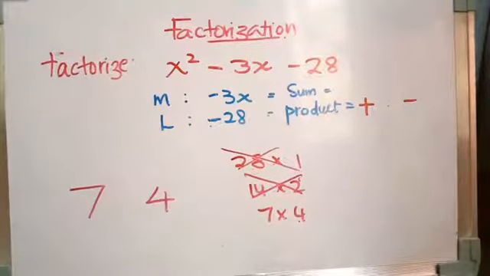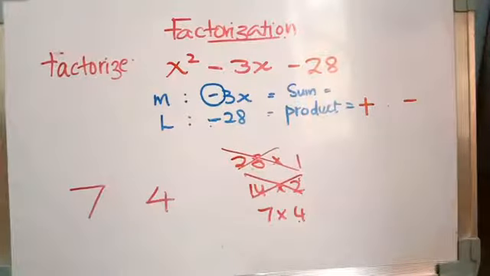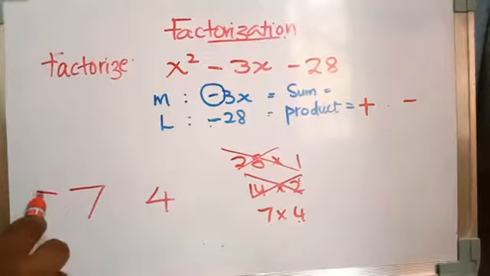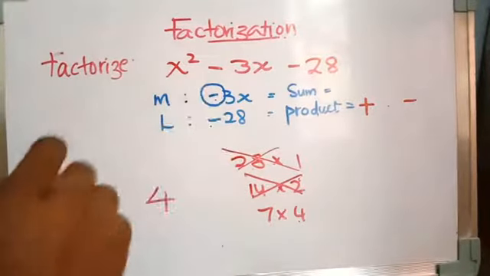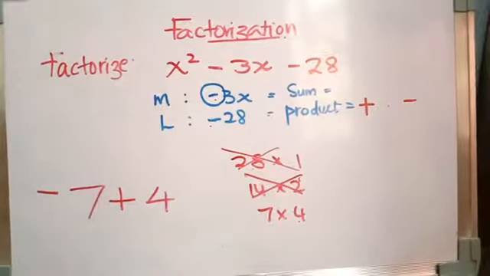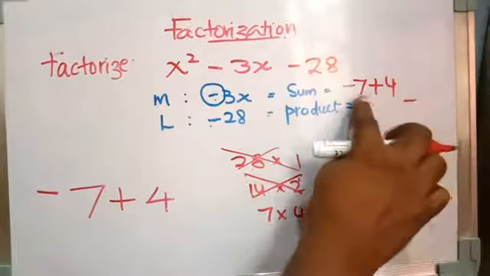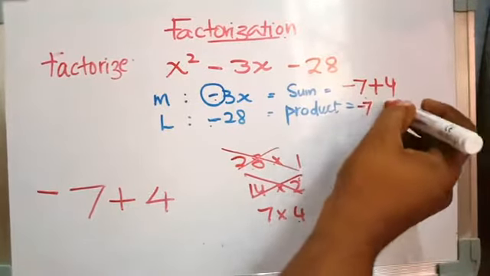Now our next topic is which number should be negative. For that, let's see the middle term. The middle term is negative. That means the sum is negative. That means the bigger number is negative. If it is positive, the bigger number should be positive. If it is negative, the bigger number should be negative. So it will be minus 7 plus 4, and this is minus 7 into 4.